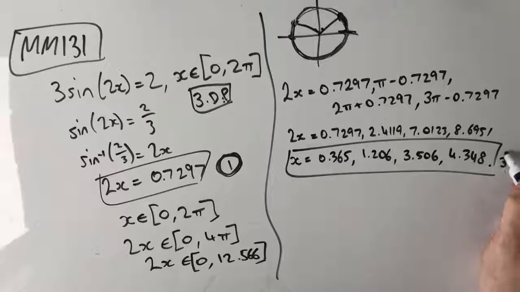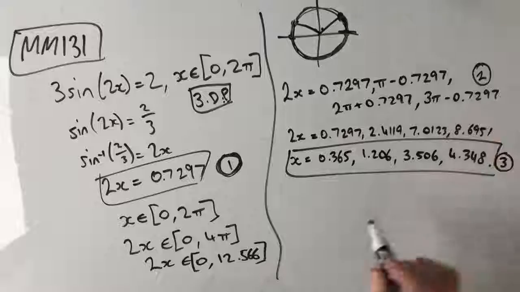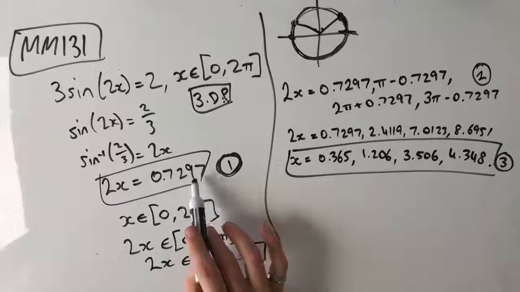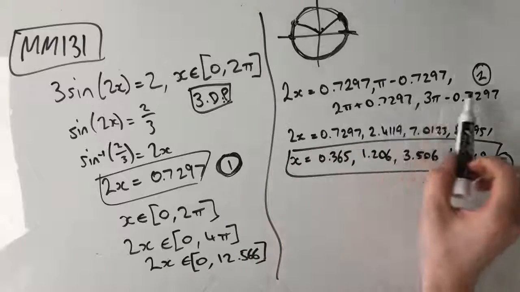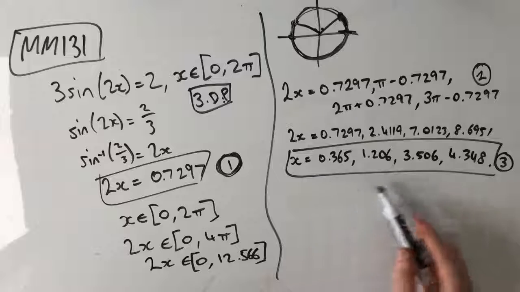This is where our third mark comes in. So our second mark comes when we recognize this bit here. So our first mark comes when we recognize what our base angle is, which is 0.7297. Our second mark comes when we recognize all of our values for 2x, and our third mark obviously comes with the answer.